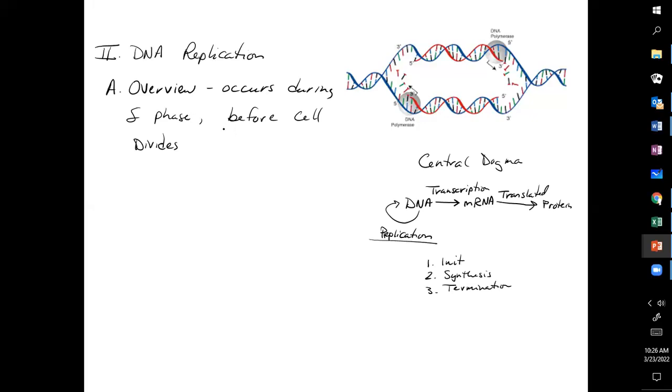So back to replication. It occurs during the S phase, and that's before a cell divides. You have to make 2 new copies of the DNA molecule. The replication process itself is called semi-conservative. I don't think I'll go into the experiment that demonstrated it was semi-conservative, but I will say the scientists, and you'll sometimes hear these names, were Meselson and Stahl, who determined that it was a semi-conservative replication process.